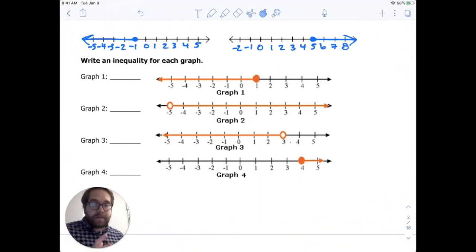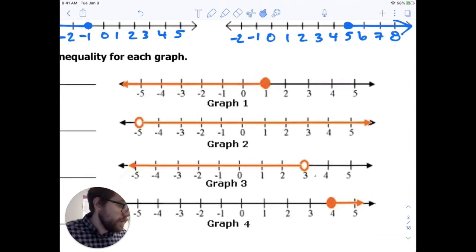Let's look at some examples. This is the same page we were working on in the last lesson, just the bottom half of it. Here we're focused on writing inequalities for each of these graphs. Let's look at graph number 1.